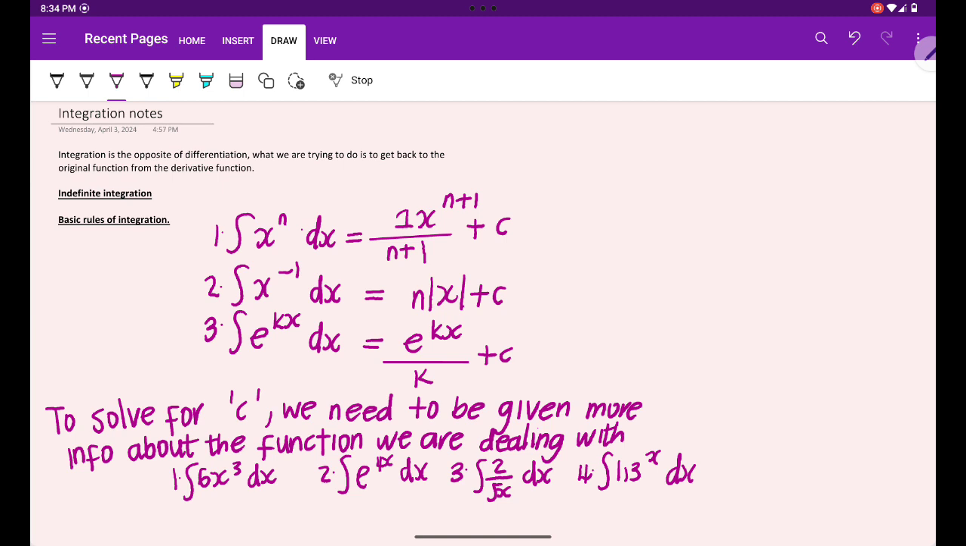In today's video I just want us to look at integration, and this is going to be a very short video that looks at the first few rules of integration. But before we get to the rules, let's understand what integration is.